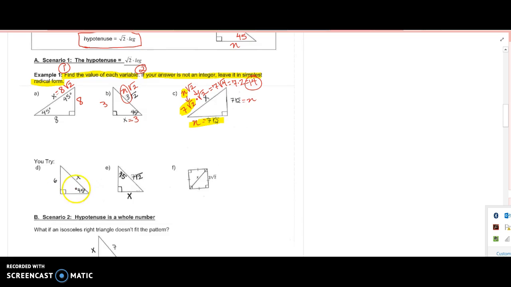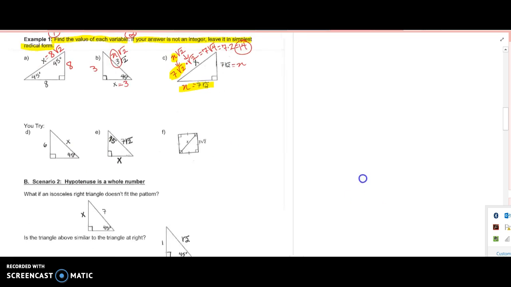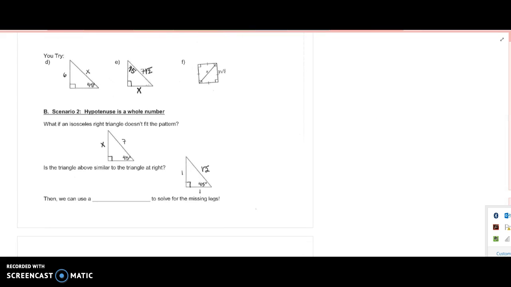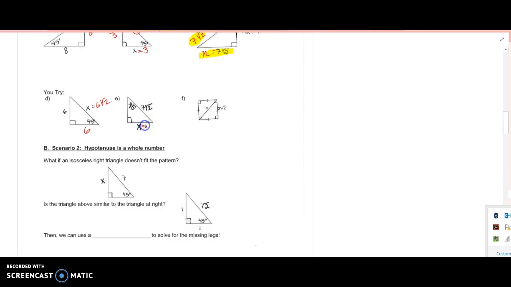So I'm going to let you pause the video and work the 3 You Tries. Okay, here we go. On You Try D, hopefully you said 6, 6, and 6 square root 2 for x. I hope on part E you figured out that the two sides were both 7 since the hypotenuse was 7 square root 2. And on part F, 3 square root 2, this side would also be 3 square root 2.